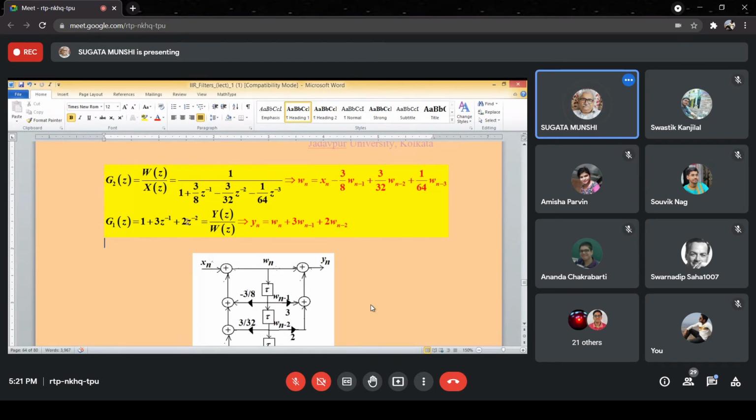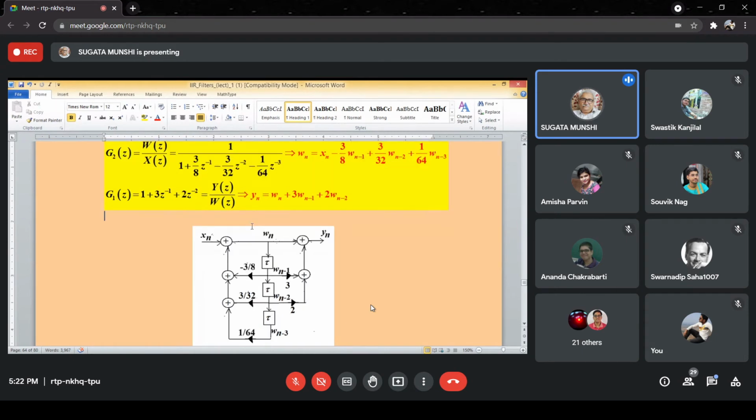x[n] minus 3 by 8 w[n minus 1] plus 3 by 32 w[n minus 2] plus 1 by 64 w[n minus 3]. In case of G1(z), because it is placed after G2(z), its output will be y[n], Z transform Y(z), and input is w[n], Z transform W(z). So here straightway by cross multiplication and taking the inverse Z transform, you get y[n]. So that is the direct form 2 realization.